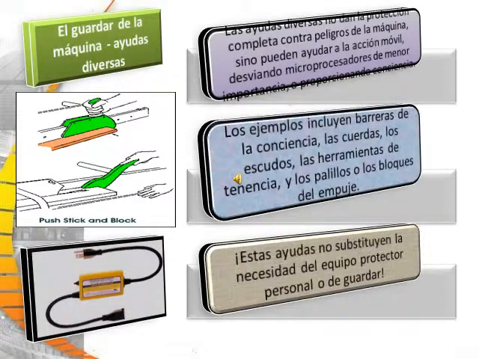Miscellaneous aids do not give complete protection from machine hazards, but can assist in moving stock and deflecting minor chips or providing awareness to the operator. Examples include awareness barriers, ropes, shields, holding tools, push sticks, or blocks. These aids do not replace the need for personal protective equipment or guarding.